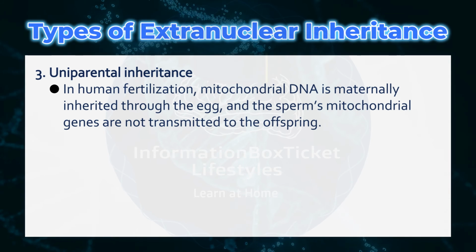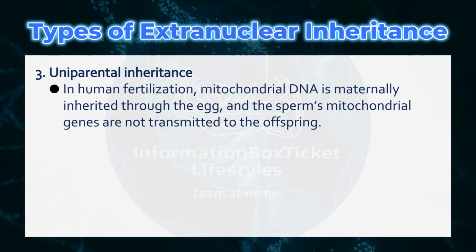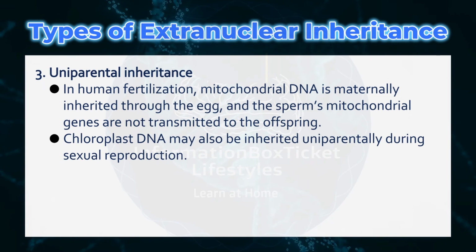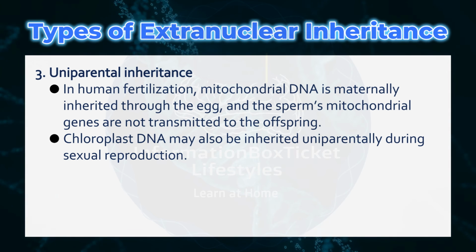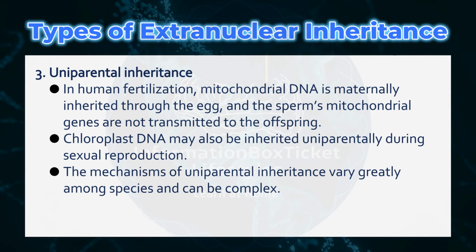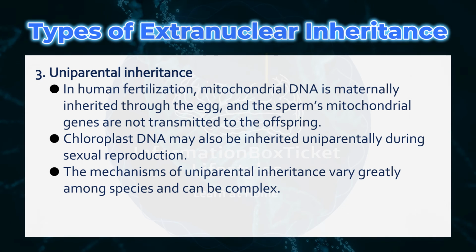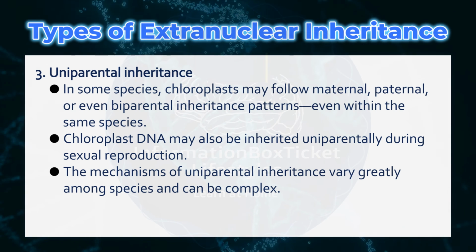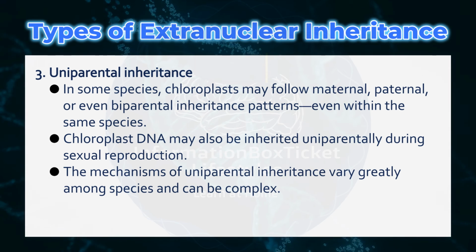In human fertilization, mitochondrial DNA is maternally inherited through the egg, and the sperm's mitochondrial genes are not transmitted to the offspring. Chloroplast DNA may also be inherited uniparentally during sexual reproduction. The mechanisms of uniparental inheritance vary greatly among species and can be complex. In some species, chloroplasts may follow maternal, paternal, or even biparental inheritance patterns, even within the same species.